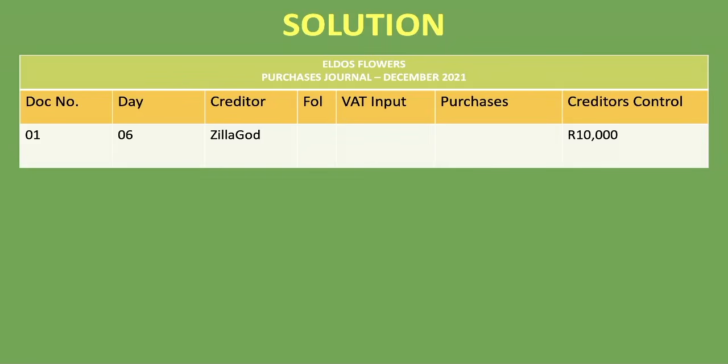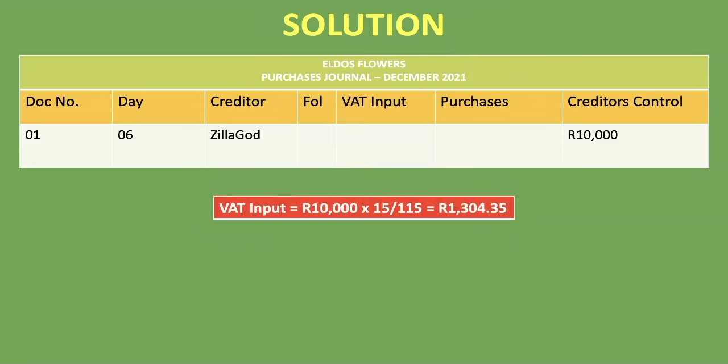Why divide by 115? Because 115 is the amount including VAT. It's the 100% excluding VAT plus the 15% VAT. So this is how it's going to look: 10,000 rand times 15 divided by 115, and it gives us 1,304 rand 35 cents. And that is what we put under the VAT input column.